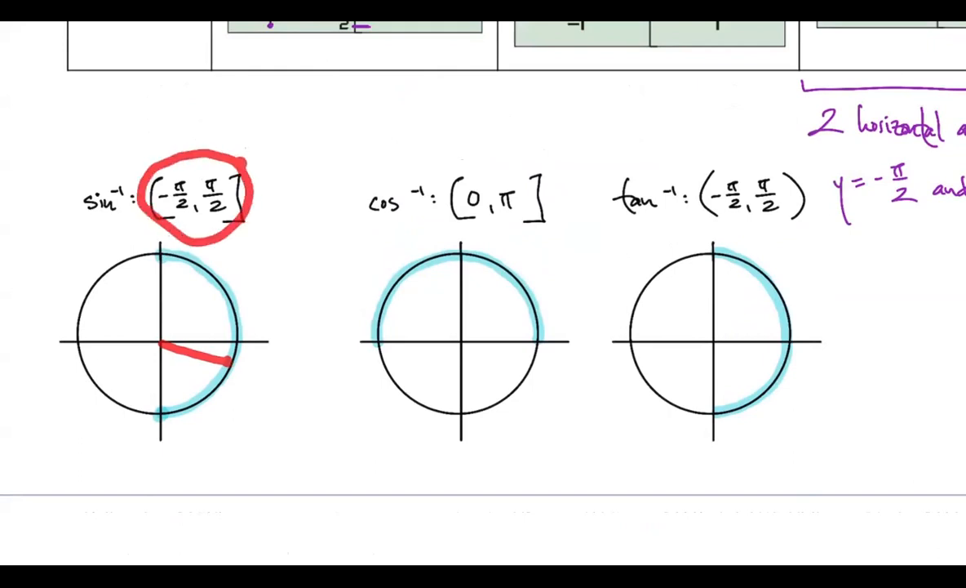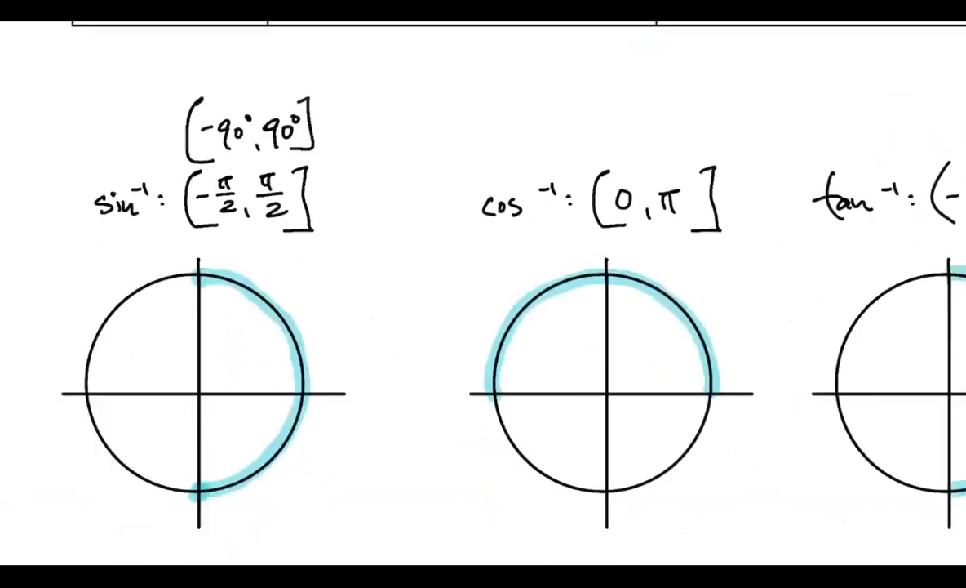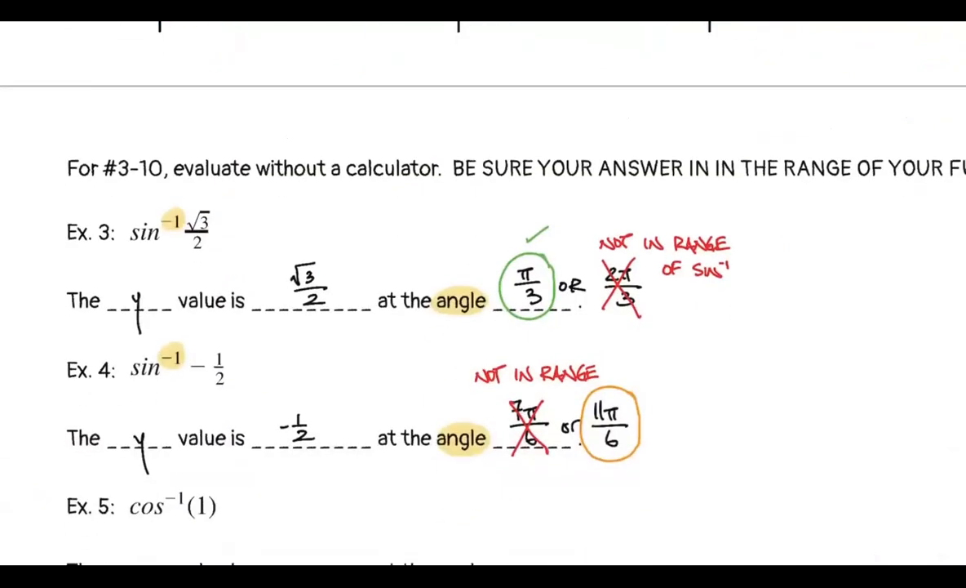I can only choose values between negative pi over 2 and pi over 2. And 11 pi over 6 is bigger than pi over 2, right? This is really saying I can only have answers between negative 90 degrees and 90 degrees, right? If we thought about it in degrees, we would say we could only choose from negative 90 degrees to 90 degrees. What is 11 pi over 6 in degrees?